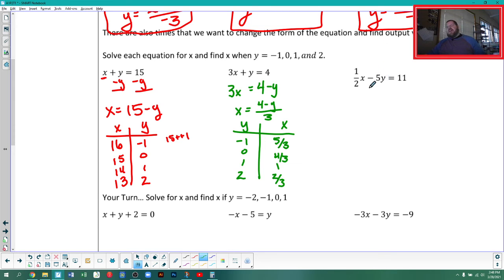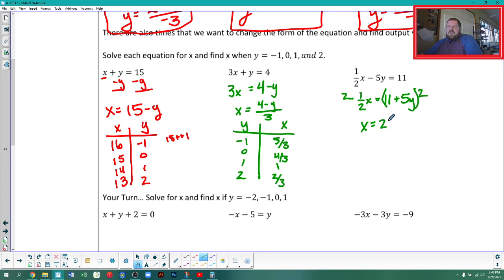Again, we want to solve for x. So I'm going to add 5y, 1/2 x. It's going to be 11 plus 5y. Instead of dividing by 1/2, I'm going to multiply by 2. I'm going to take this whole thing and multiply it by 2. I'm actually going to distribute that because it does make it look a little bit better and a little easier.